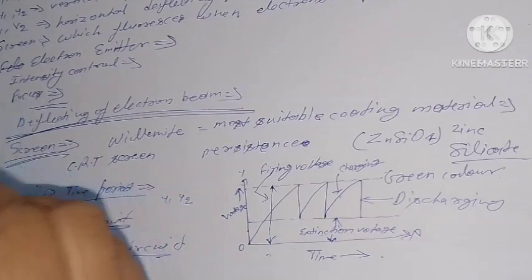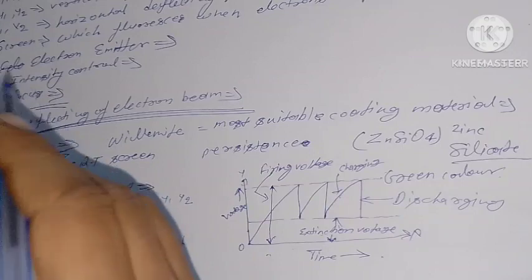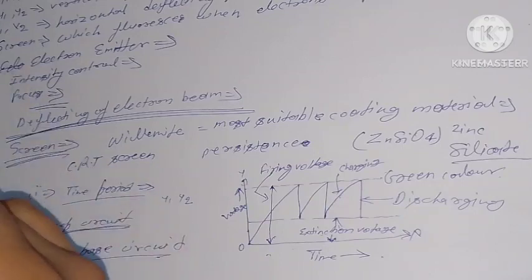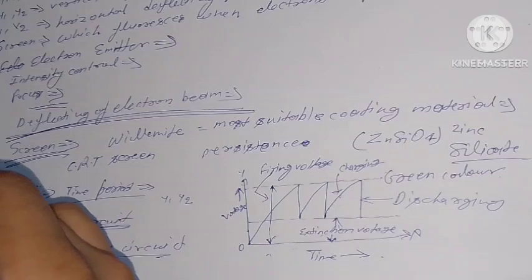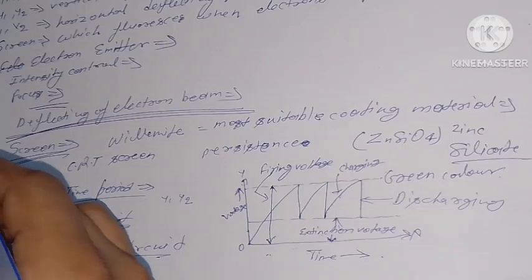The only condition that has to be fulfilled is that the period of the sawtooth voltage must be equal to, or an exact multiple of, the period of the applied voltage.